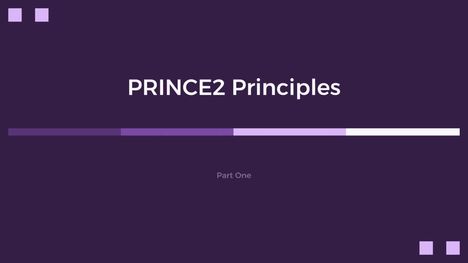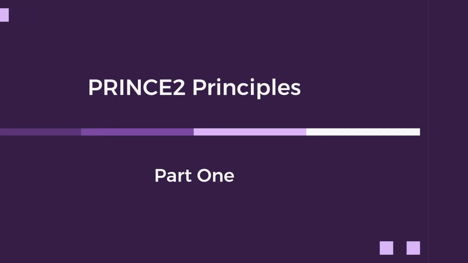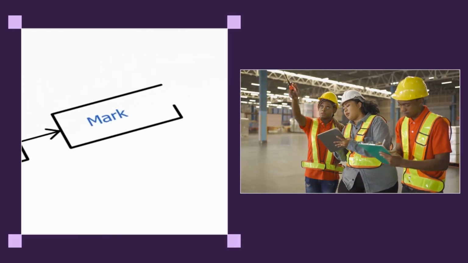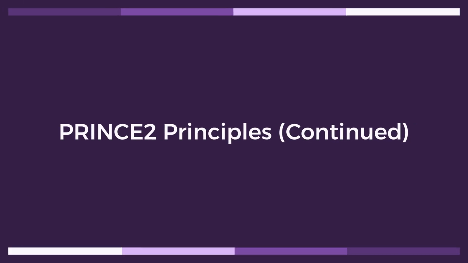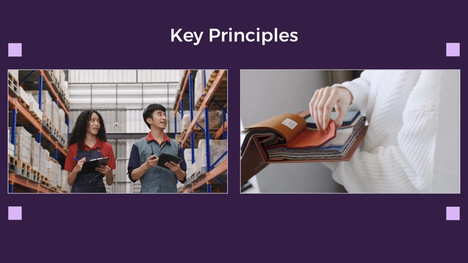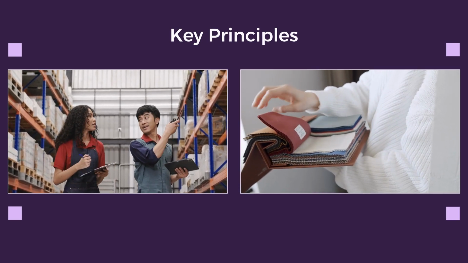Let's explore the foundation of success, the 7 PRINCE2 principles. Business justification, learning from experience, and defined roles are key principles. Let's continue with managing by stages and exception. Focusing on products and tailoring to the environment are crucial for project success.